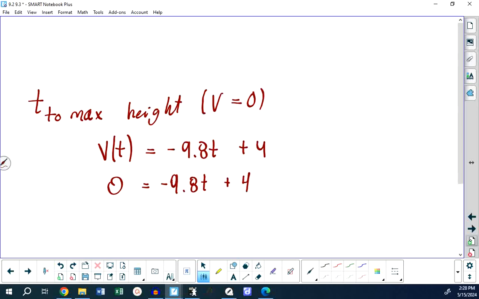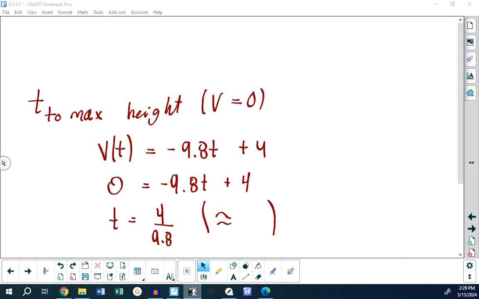The thing I personally like about solving these types of physics problems using calculus is it demonstrates an understanding of what's going on. It's not just which formula do I use, where do I put the numbers? You're understanding what's going on. So we solve this and you end up with t equal to 4 divided by 9.8. I subtract the 4 over and I divide by negative 9.8. So t is equal to that number, which in brackets we can put a decimal approximation. It's going to be pretty close to 0.4.